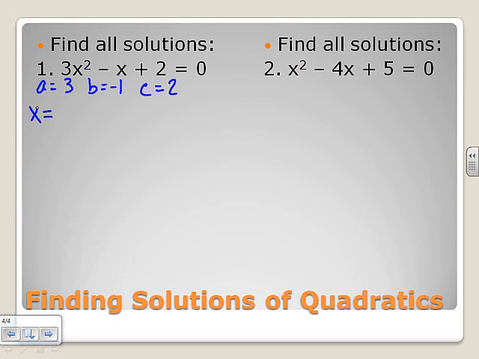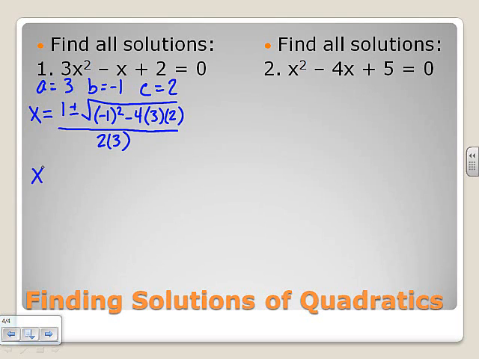And we plug into our quadratic formula. Negative b, which becomes 1, plus or minus the square root of negative 1 squared minus 4 times 3 times 2 all over 2 times 3. Now we go through and do our math. So we get 1 plus or minus the square root of. First thing we're going to do is negative 1 squared to give us 1. Carry down our minus. 4 times 3 is 12. 12 times 2 is 24.